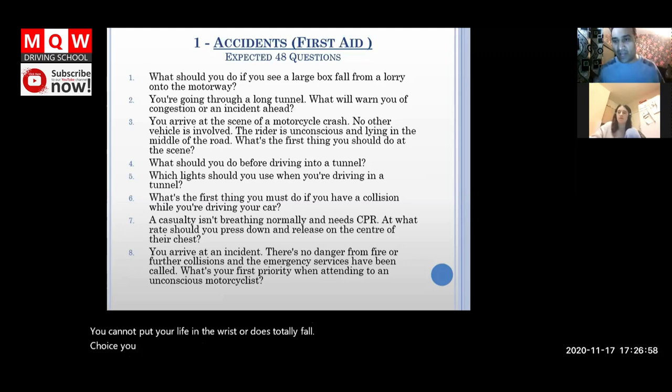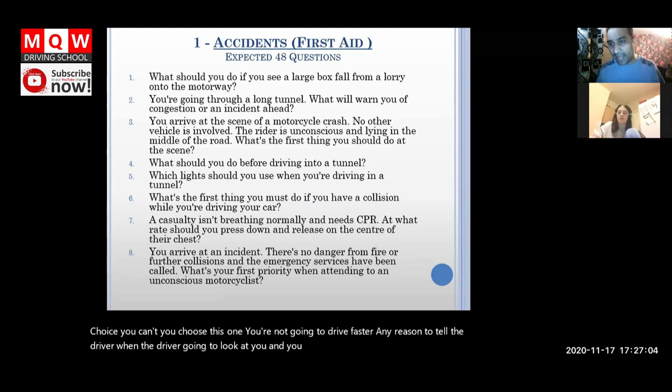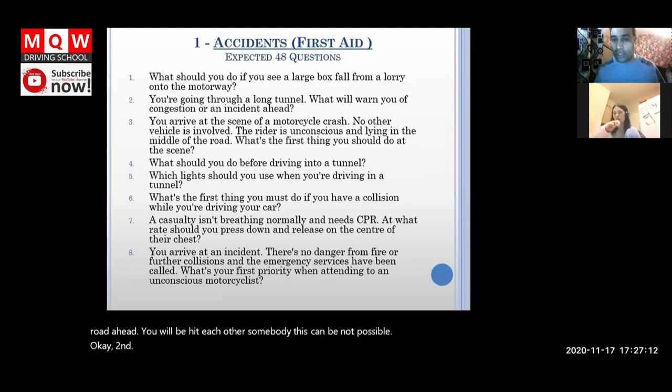You're not going to drive fast for any reason to tell the driver. When the driver is going to look at you and you are looking at the driver, who will look at the road ahead? You will hit each other, somebody. This can't be possible. Okay? Second, you can stop the car on a hard shoulder and ring them, but maybe you already saw the driver stopping and doing this, so then you don't need to do this.